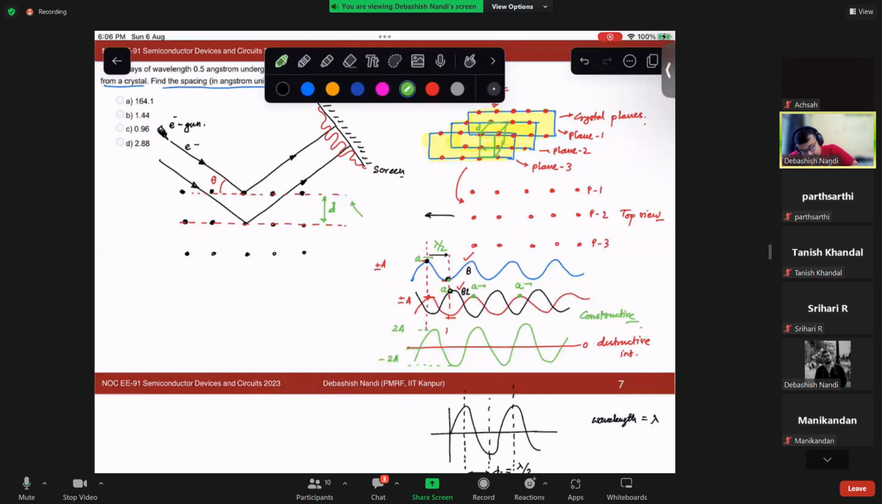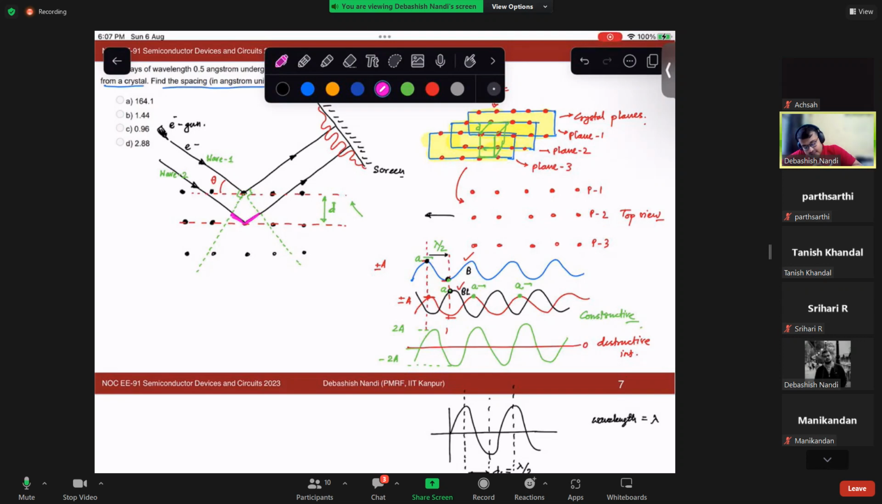Let's say this is my wave 1 and this is my wave 2, and let's draw a perpendicular line to this. I am stating something, you just tell me whether you agree or not. Wave 2 has traveled this much more distance than wave 1. Do you agree? Yes, sir. Tanish, do you agree? Yes sir.